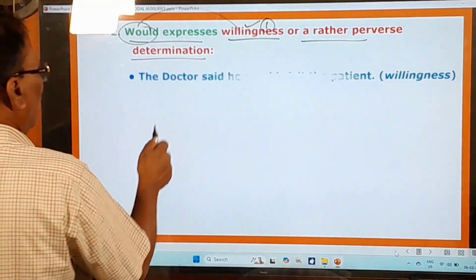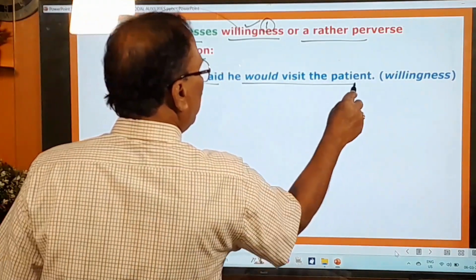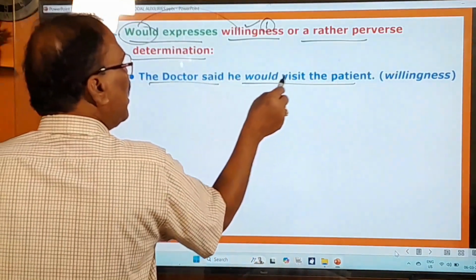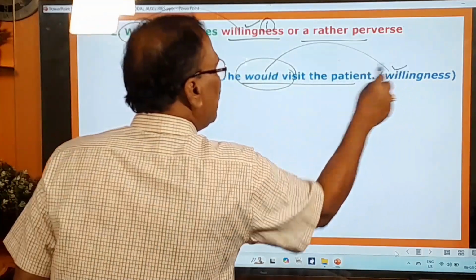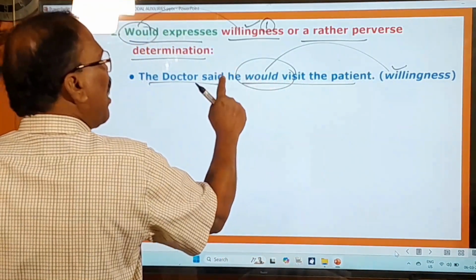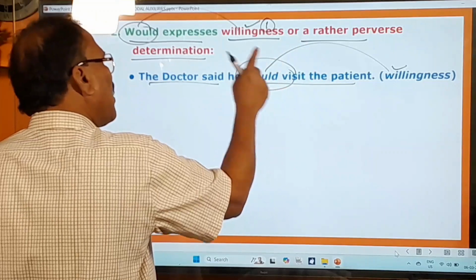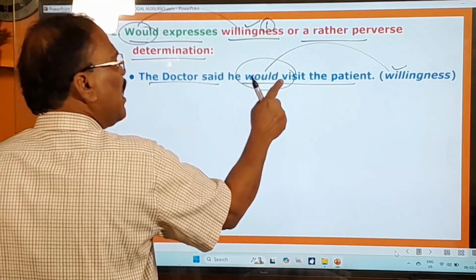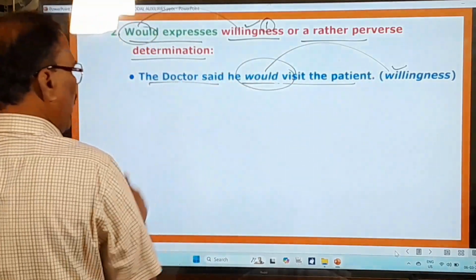And here: the doctor said he would visit the patient. Okay, the doctor said he would visit. This means there's willingness in this sentence. He would visit. The doctor said he would visit the patient. So this is indicating the willingness of this doctor, right?